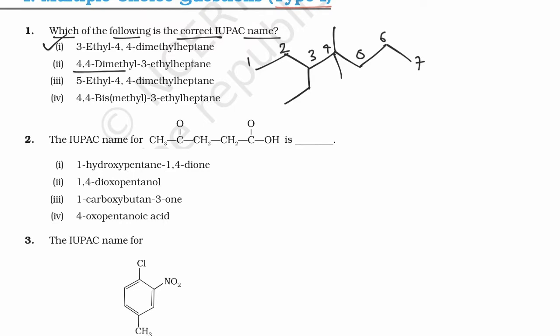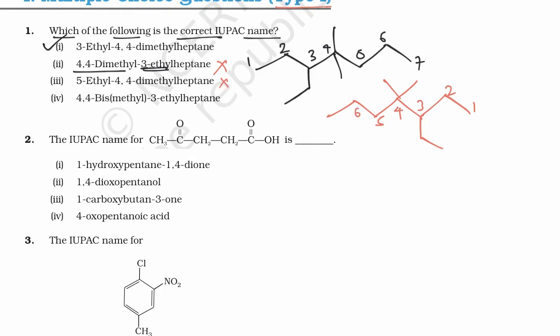Second option 4,4-dimethyl 3-ethyl, this is incorrect because 3-ethyl must be written before methyl, so option 2 is also incorrect. In option third 5-ethyl 4,4-dimethyl heptane, so again a total of 7 carbon atoms are present in the main chain. At the fifth carbon ethyl is present, and at the fourth carbon 2 methyl groups are present. Now this is incorrect because numbering should be done from this end, so this is also incorrect naming.